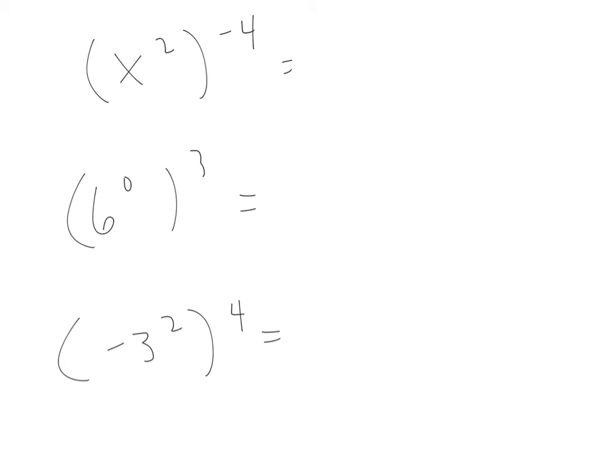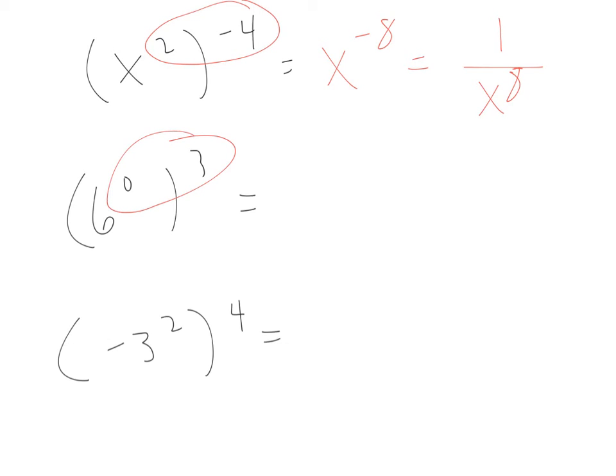A few more examples. x squared to the negative 4th power is x to the negative 8th power. Can't have a negative, so 1 over x to the 8th. 6 to the 0 power raised to the third power: 2 ways you can look at that. Go ahead and multiply. 0 times 3 is 0. Anything to the 0 power is 1. Or you could even start inside here and say 6 to the 0 power is 1, raised to the third power.